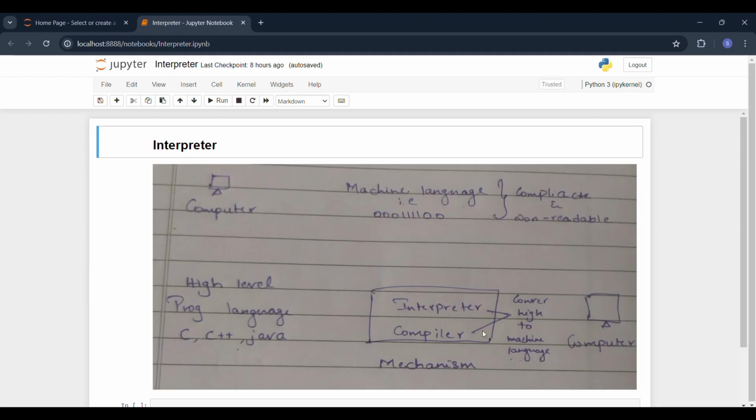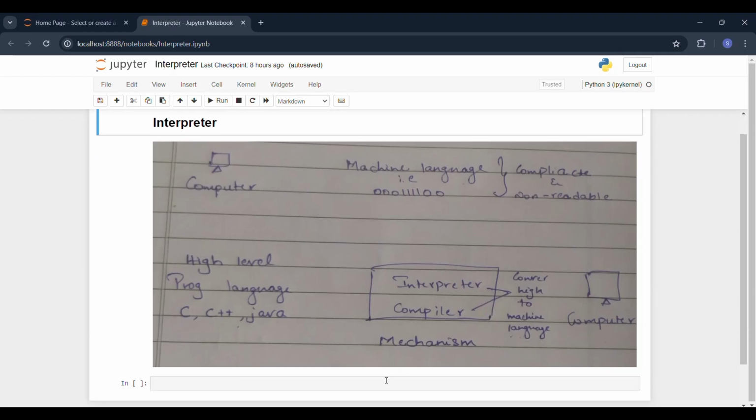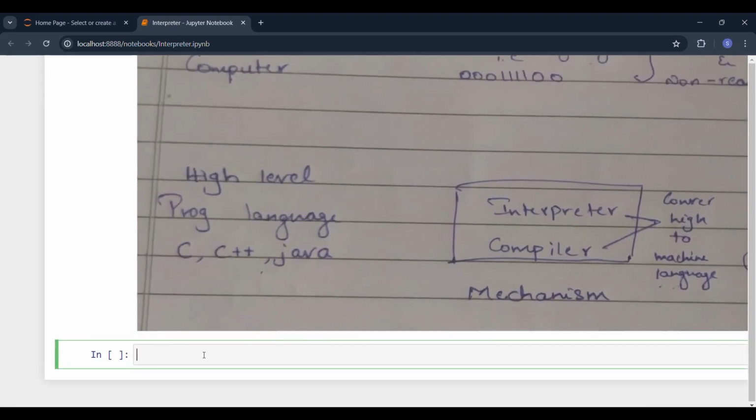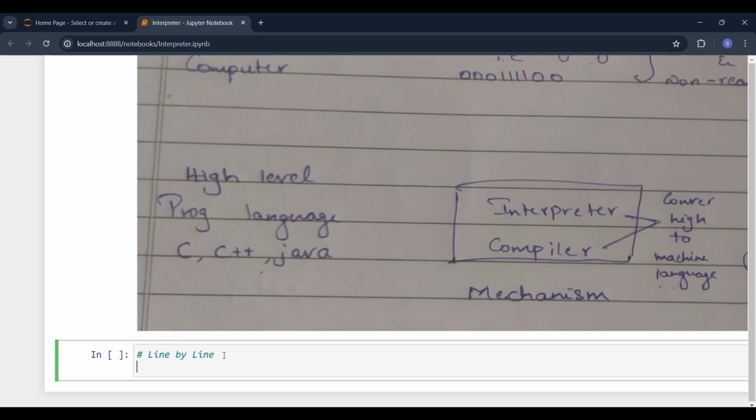Now let's see how this interpreter basically works. In Python, the interpreter works line by line, and the code is executed line by line. We have to remember this, it is very important. Compared to the compiler, which executes the source code completely, in Python it executes line by line. So let me take an example.